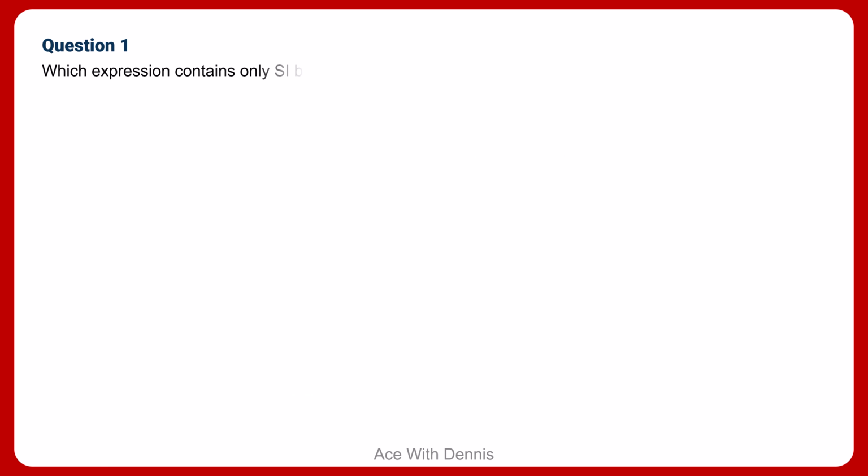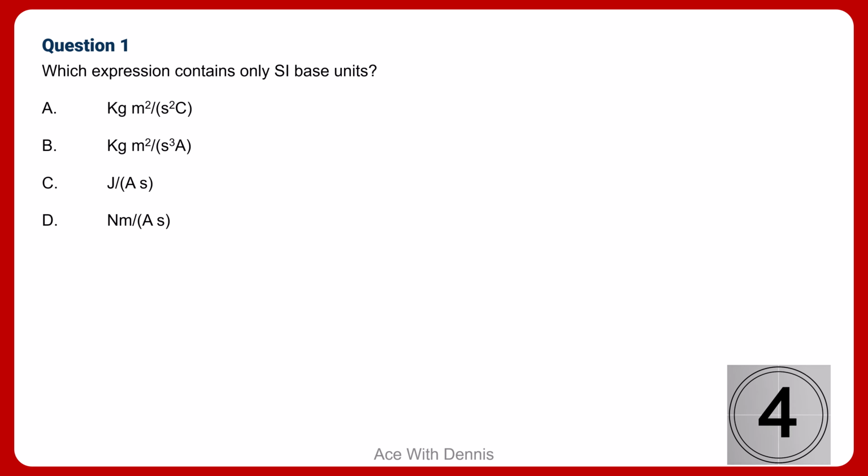Question 1. Which expression contains only SI base units? A. kg m² per s² C. B. kg m² per s³ A. C. J per A s. D. N m per A s. The answer is B. kg m² per s³ A.